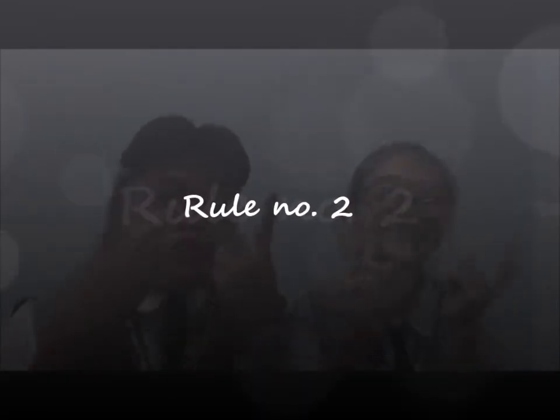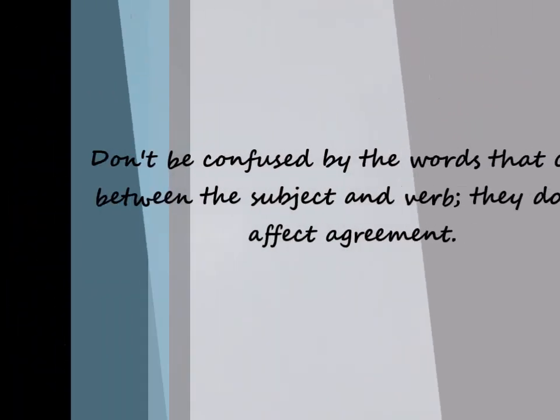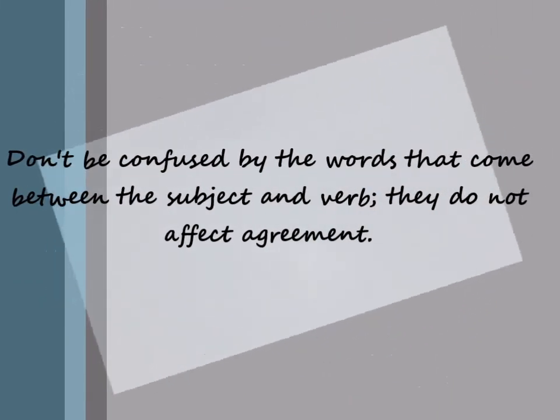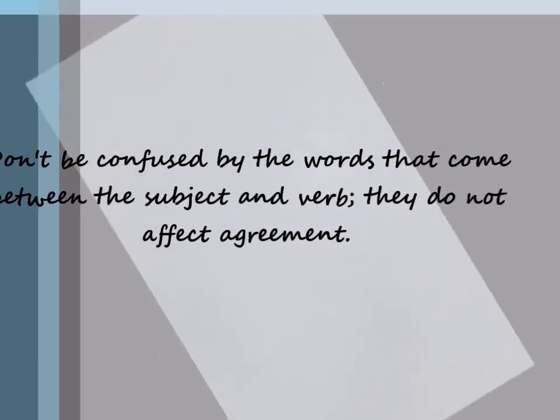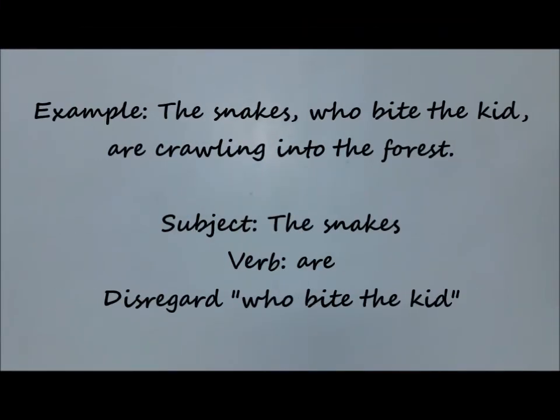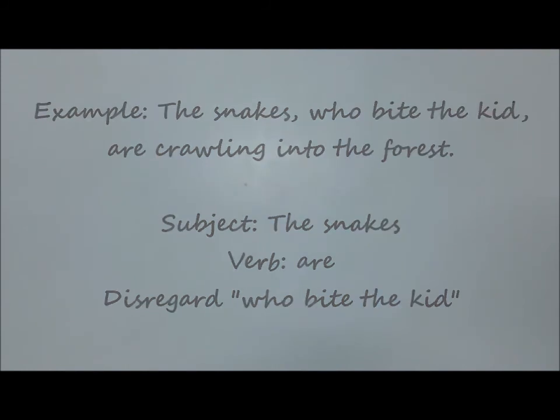Rule number 2. For rule number 2, the words that are in between subject and verb do not affect agreement. Example: the snakes who bites the kid are crawling into the forest. In this situation, don't be confused between subject and verb because it will not affect the agreement. In my example, the snakes are the subject and are is the verb. Then the words who bites the kid are disregarded, as rule number 2 says.